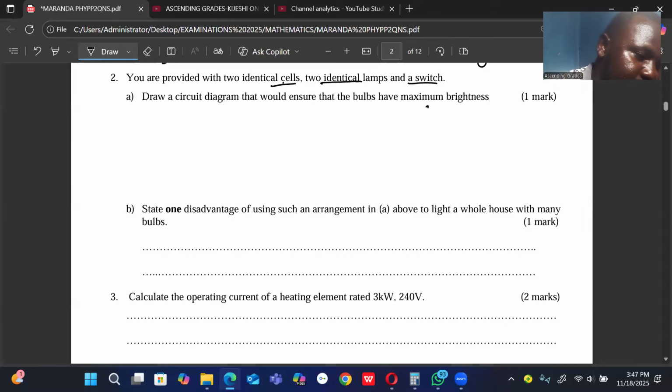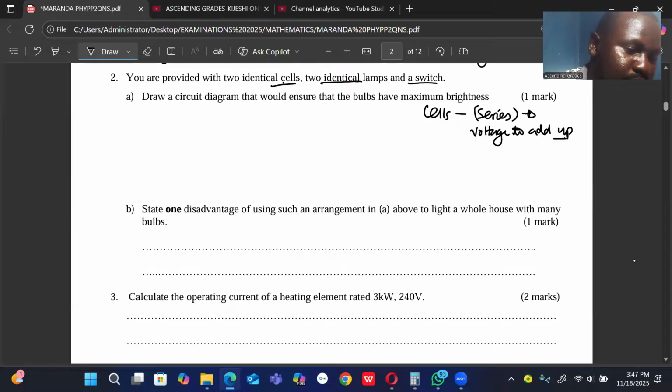So the cells must be connected in series. Why? So that the voltage adds up. So the first step is to make sure that the cells are in series. So I'm going to draw them. These are now my two cells.